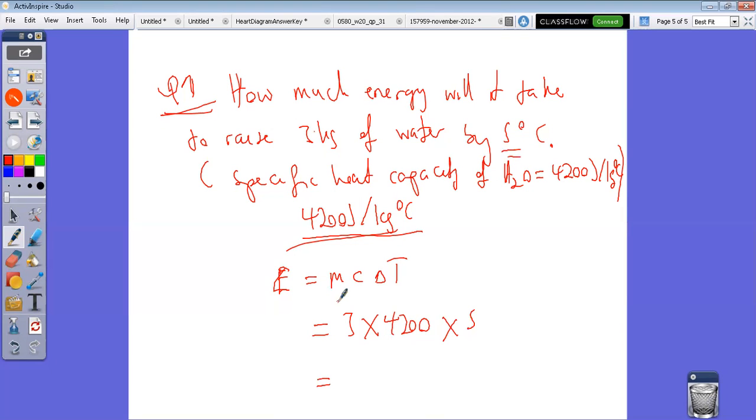63,000 joules, or 63 kilojoules. Clear? Solution there. Hope you are writing that solution in your book there.